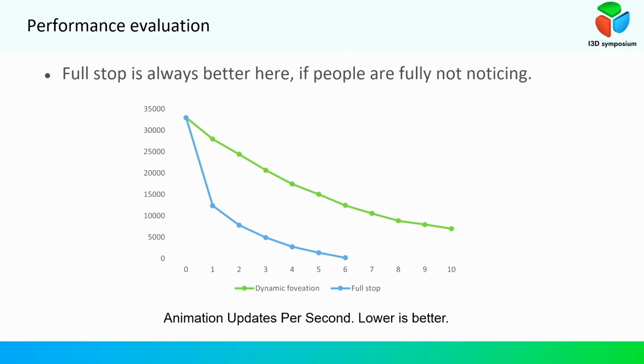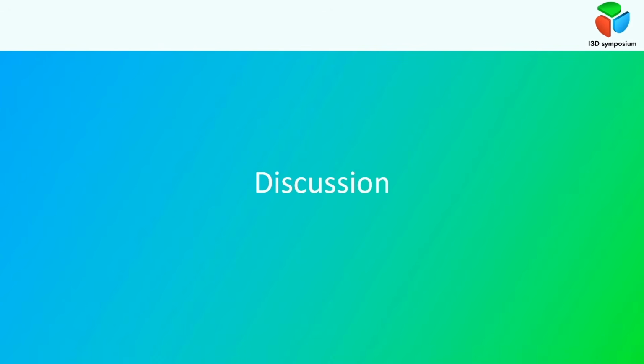Now, in terms of performance, we've been looking at how many animation updates per second are happening, and we see that full stop performs generally better in the first 2 stages than dynamic at the very highest foveation stage. So generally, we believe that if full stop gets away scot-free, then we should be using that because it leads to better performance. So let's discuss the results.